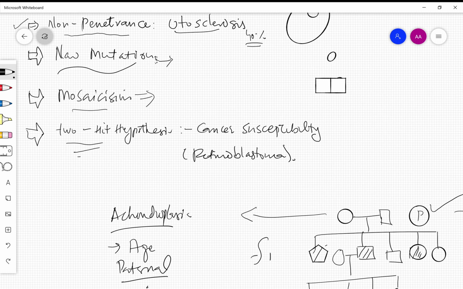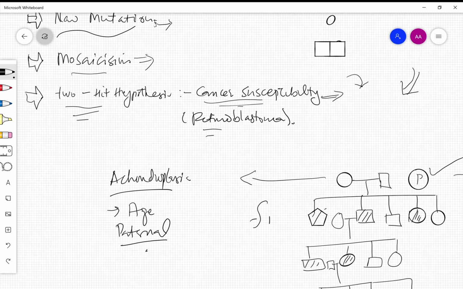And there is another thing, the two-hit hypothesis, which is usually seen in cancer susceptibility, for instance in retinoblastoma. You inherit one hit from the parents, so in that case you are definitely susceptible. If down the line in life you get the second hit on the gene, you will get the condition, otherwise you will avoid the condition. So it is another feature of autosomal dominant inheritance.